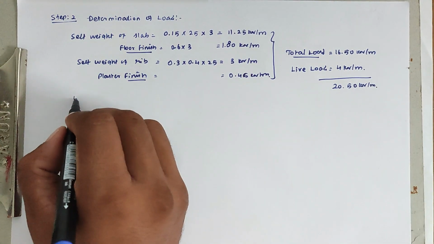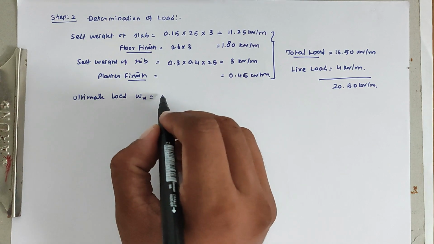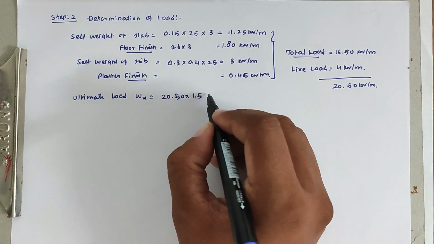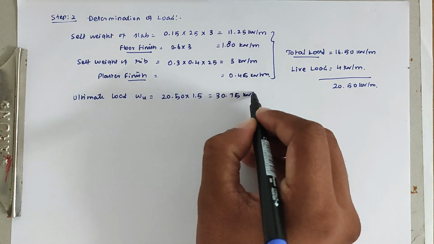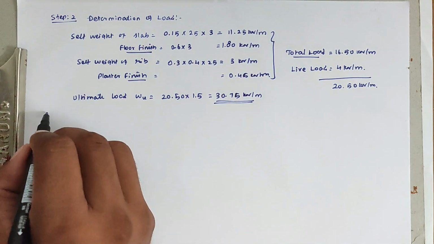Now we get the ultimate load, Wu, equal to 20.50 into 1.5, so we get the value of 30.75 kilonewton per meter. From that we can find the ultimate moment and shear force.